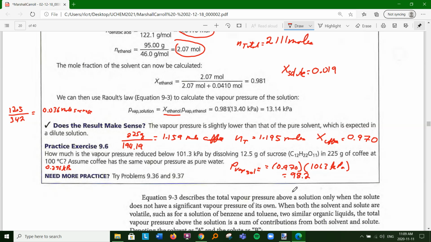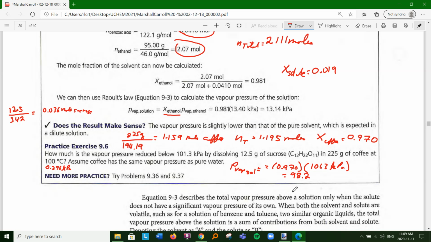Okay, so we then have the vapor pressure is reduced below 101.3. It's now 98.2. So it's 98.2 minus 101.3, and you get 3 kilopascals. So why does it say 2.96?